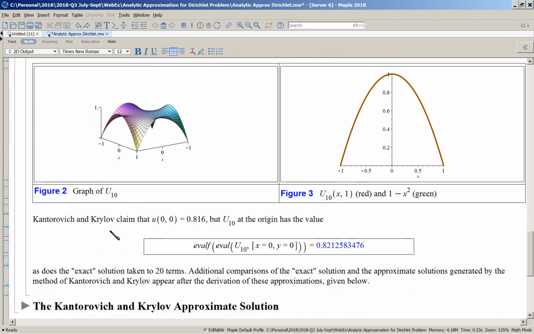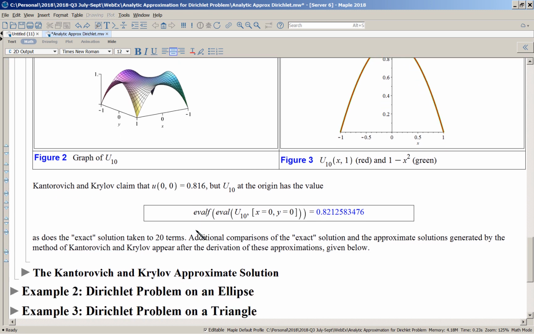Now, Kantorovich and Krylov claim that at the origin, here at (0, 0), the value of the solution, they claim the exact value is 0.816. But this function U10 evaluates to 0.821. And I added 10 more terms and went out to 20 terms, same number. So Kantorovich and Krylov, working with pencil and paper, their hands are tied, they're handcuffed by the lack of good tools.